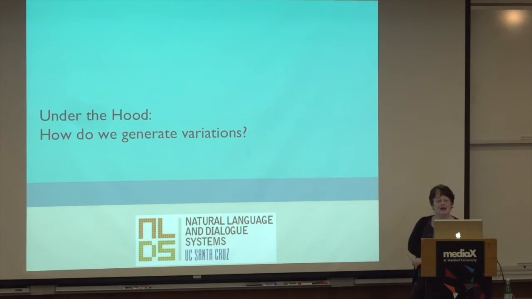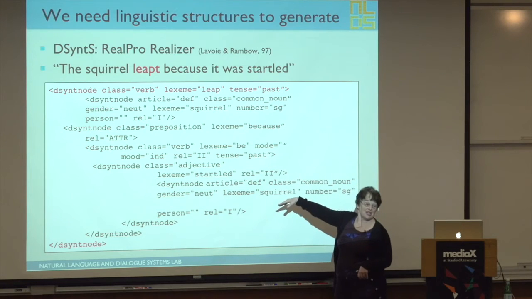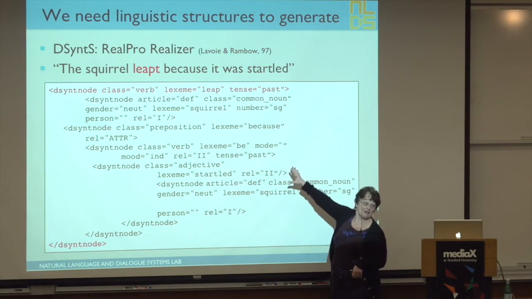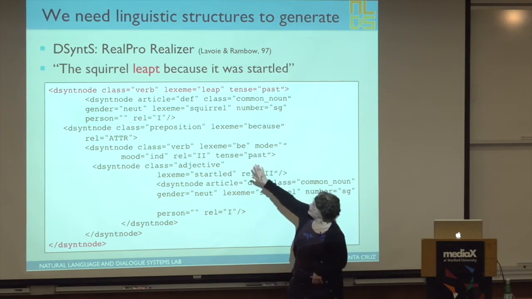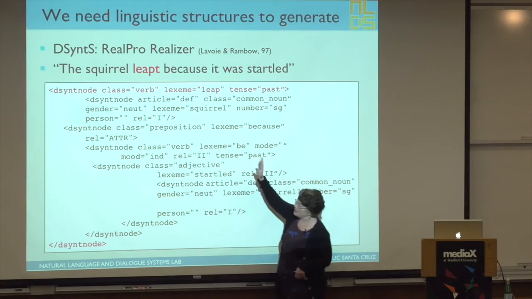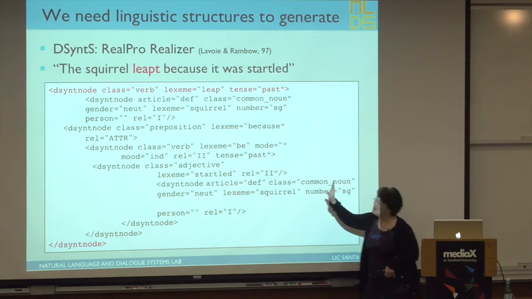Okay, so under the hood, how do we generate these different variations? We need linguistic structure. We have to have linguistic structure to be able to generate from. And not only do we need it, but we think it's a huge advantage to have it, and I'm going to show you why. So we need to get to these linguistic structures, and this is what's called a dependency tree, attribute value matrix, where it specifies the underlying words for a sentence in terms of the lexical item, what class it is, what mood it is, indicative. You're not going to be quizzed on this part later, okay? But we have this deep representation.